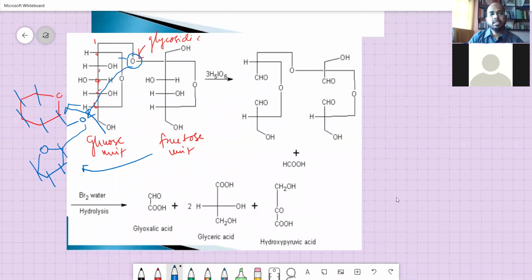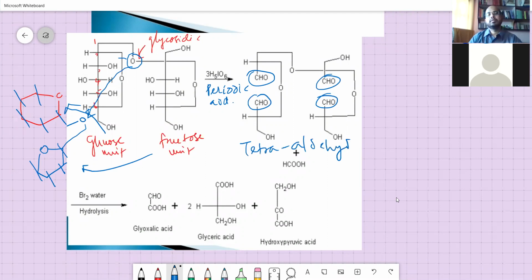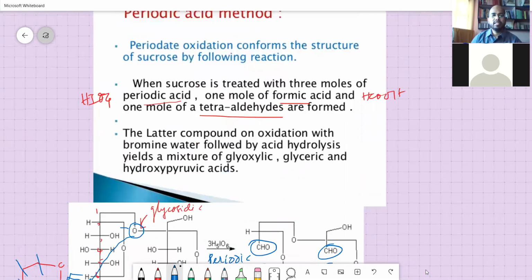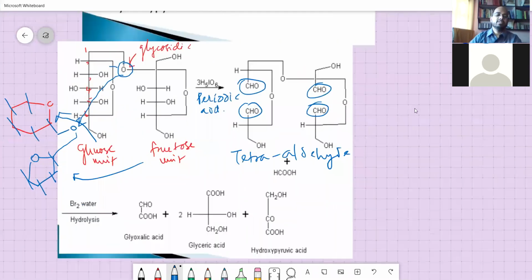Okay, so here you are adding the periodic acid. So what has happened? 1 CHO, 2 CHO, 3 CHO, and 4 CHO have been formed. Tetraaldehyde group has been formed. As I mentioned, when sucrose is treated with 3 moles of periodic acid, 1 mole of formic acid and 1 mole of tetraaldehyde is formed. Tetraaldehyde plus formic acid.